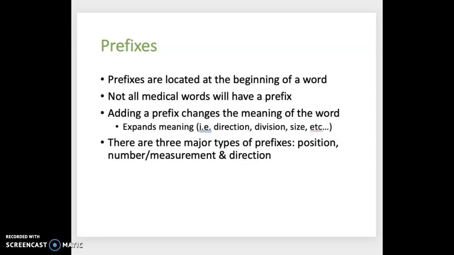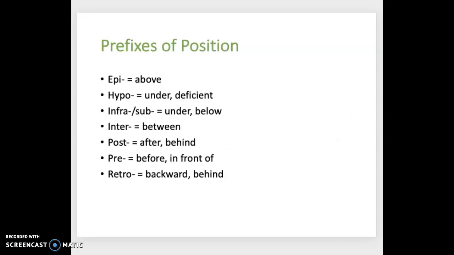So there's various prefix types. Position, which describes a place or location. Also, number or measurement. These describe an amount, size, or degree of involvement. And direction. These types indicate a pathway or a route. So I'll just go over some of the commonly used prefixes.